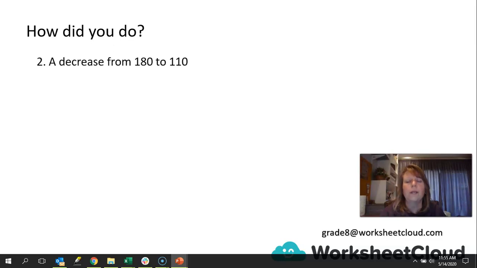A decrease from 180 to 110. We're going to go 180 minus 110, all over 180, of 100. That sounds silly saying "of 100" each time, but that's what we're trying to find out: the fraction of 100, which will give us a percent. So we've got 70 over 180 times 180 over 1.